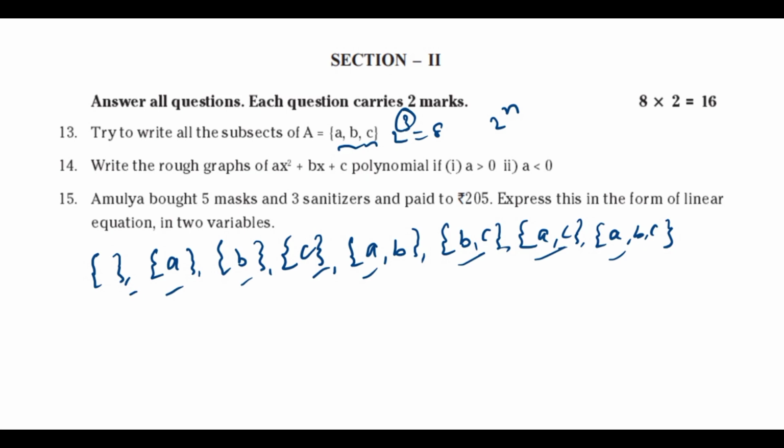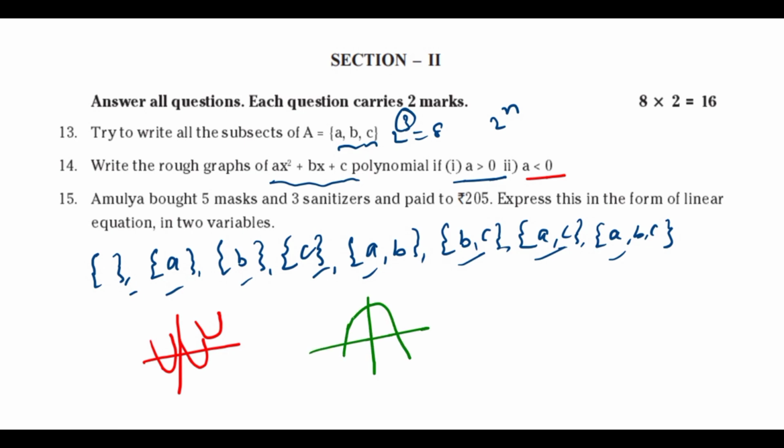Next, write the rough graph of ax square plus bx plus c if a is greater than 0. A greater than 0 means you can get an upward parabola like this, or like this. Whatever it may be, upward parabola. A less than 0 means we get a downward parabola, like this. So this is a greater than 0 and this is a less than 0. Very interesting question, this one.